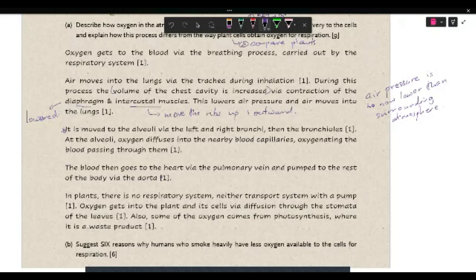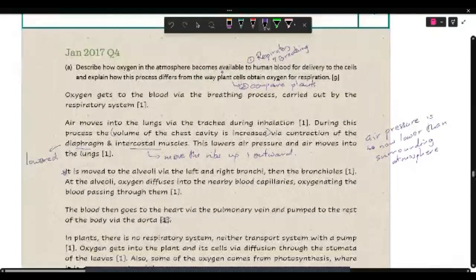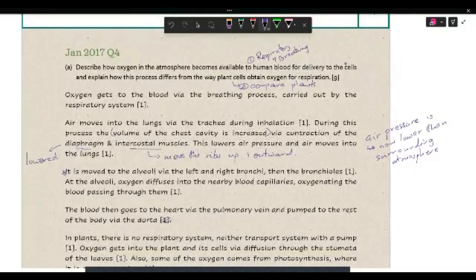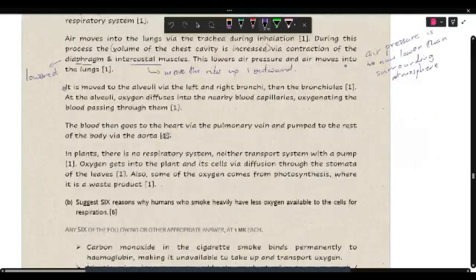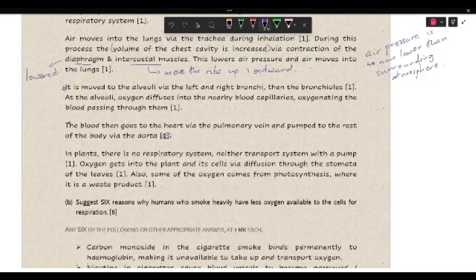But on second thought, I wouldn't give this a mark because it's just asking you how it becomes available to human blood for delivery to the cells. So the part of the delivery to the cells, that part wouldn't really get a mark, right? You can add it as a little extra detail, but again, we want to be strict. We want to be miserly with our time. So treat this as a little teaching detail.